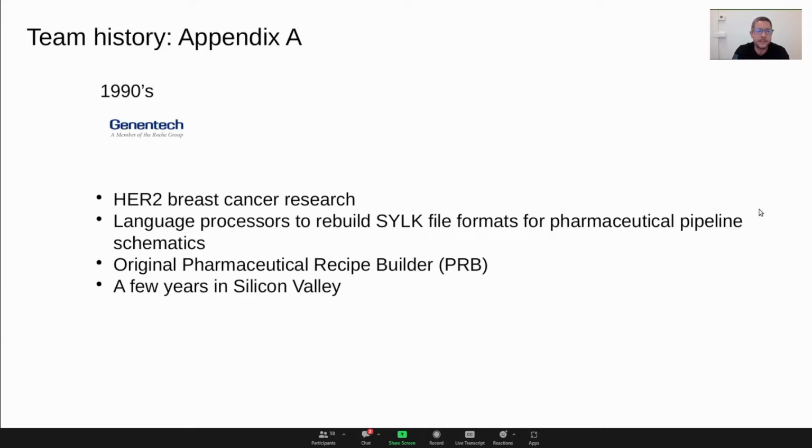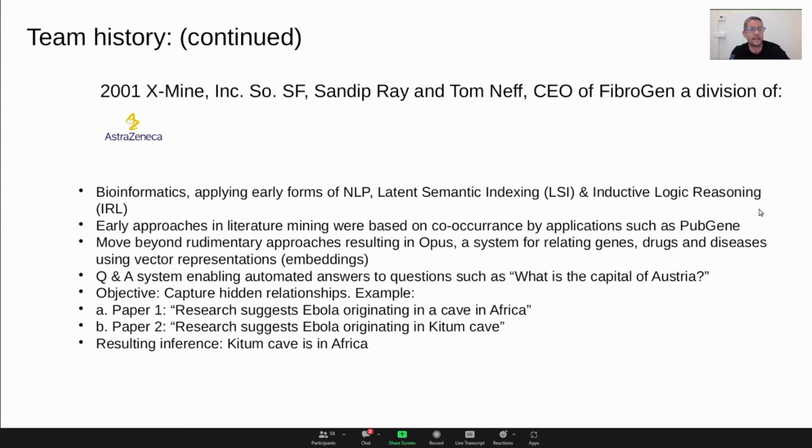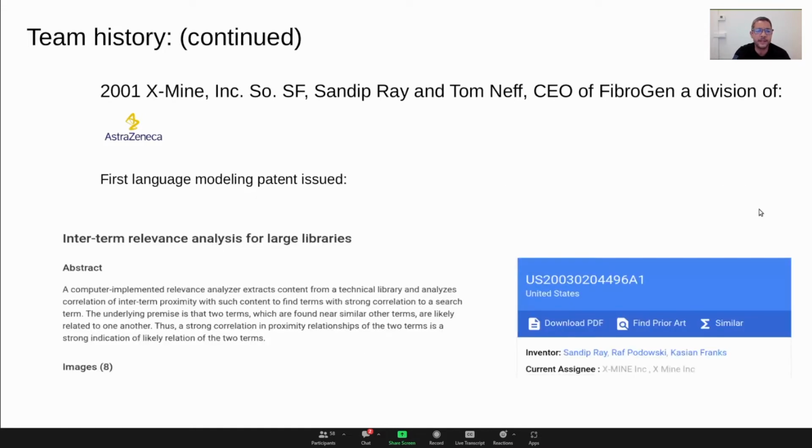We spent a few years in Silicon Valley, and that was about the time that XMine, a small bioinformatics company, hired us to engage in language modeling. This was related to bioinformatics and early NLP, latent semantic indexing, inductive logic reasoning. This was all based on vector representations or embeddings. And the result of this was a patent related to inter-term relevance for analysis for large libraries, also related to language modeling.